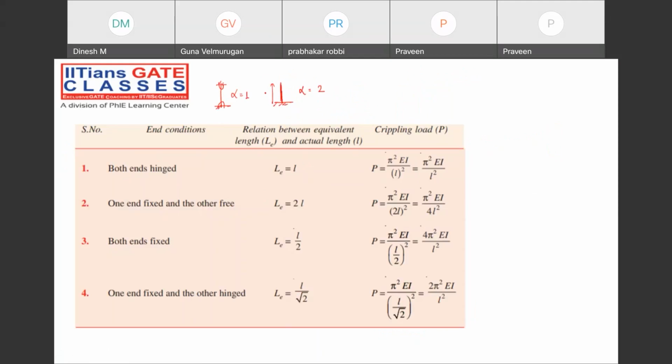This is nothing but the length of the column. When one end is fixed and the other end is hinged, then alpha will be 1 upon root 2. When one end is pinned but the other is free, or we can say both the ends are basically what?